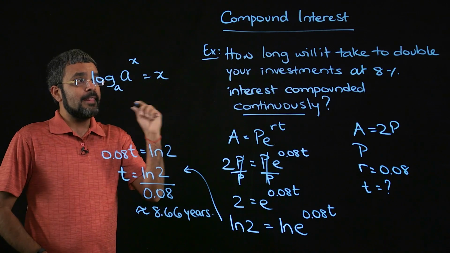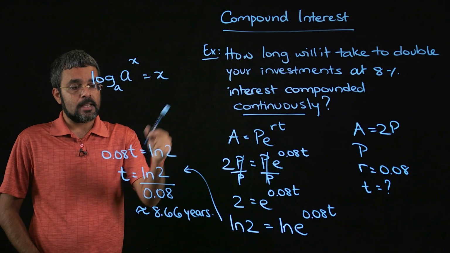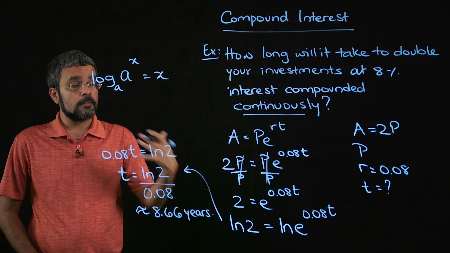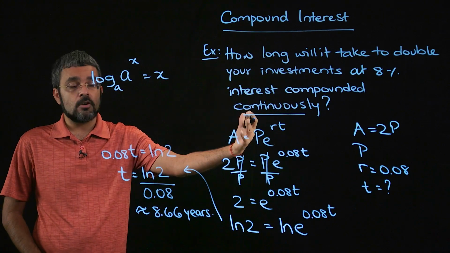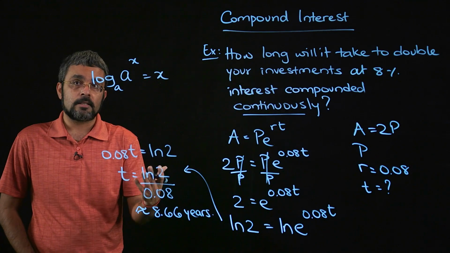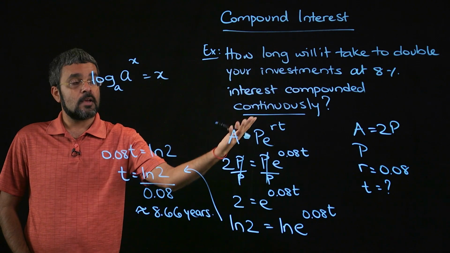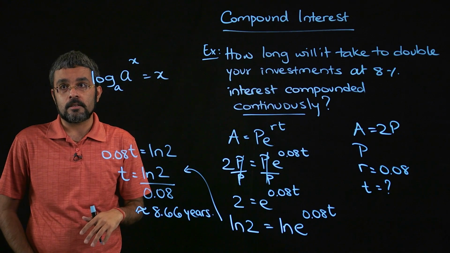So at that interest rate of 8%, it's going to take 8.66 years for my money to double, regardless of the amount. If I put in $100, it'll still take 8.66 years to become $200. If I take $1,000 or $10,000, it'll still take 8.66 years to double.